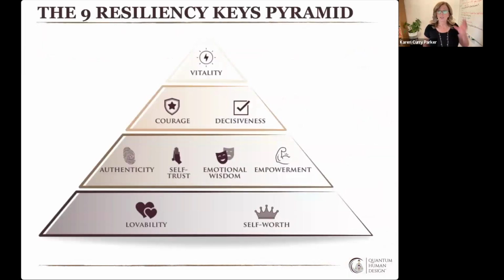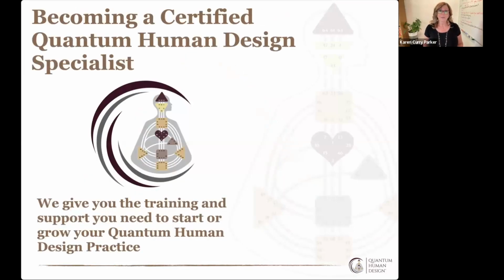So when we teach the resiliency keys, we kind of arrange them in this order. At the root of the root is self-worth and lovability. There are many key elements in the chart that relate to lovability and self-worth. And at the top of this pyramid, we have vitality, meaning if you don't love yourself and you don't value yourself, if you're telling a story that isn't authentic, that doesn't involve self-trust, that is not emotionally wise, that's not empowered, that's not decisive, that's not courageous, you will eventually burn out because you'll spend a lot of energy trying to protect yourself. So I've given you a lot of stuff to think about today.